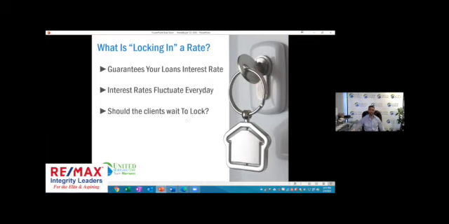The appraisal comes back. We want to make sure that looks okay as well. So you could either float or you could lock, a floater or a locker, okay? You want to gamble? You like going to AC on the weekends? You like going to Vegas? You're going to be a floater, okay?